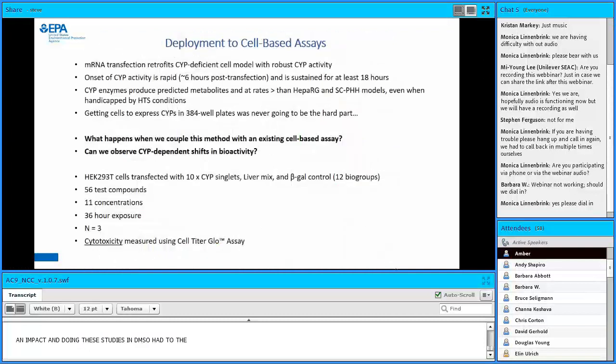So with our optimization complete, we had reached a number of conclusions. One is that we could retrofit a deficient cell model with robust cytochrome P450 activity. We knew that the activity was rapid, reaching sustained levels of CYP activity 6 hours post-transfection, and that it was fairly linear, at least over 18 hours. We knew that we were producing the predicted metabolites, and at rates that exceeded 2D HepaRG models and sandwich culture hepatocytes, even when we handicapped ourselves by using high-throughput screening conditions.